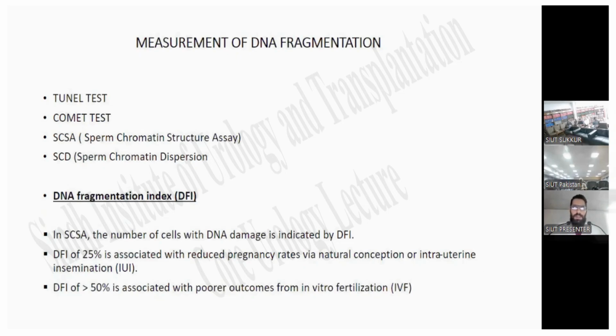The DNA fragmentation can be measured by different tests. Some of the most commonly used tests are SCSA, that is sperm chromatin structure assay, or the sperm chromatin dispersion test. In SCSA, the number of cells with DNA damage is indicated by the DNA fragmentation index. A DNA fragmentation index of 25% is associated with reduced pregnancy rates via natural conception or intrauterine insemination, and a DFI of more than 50% is associated with poor outcomes from in vitro fertilization.